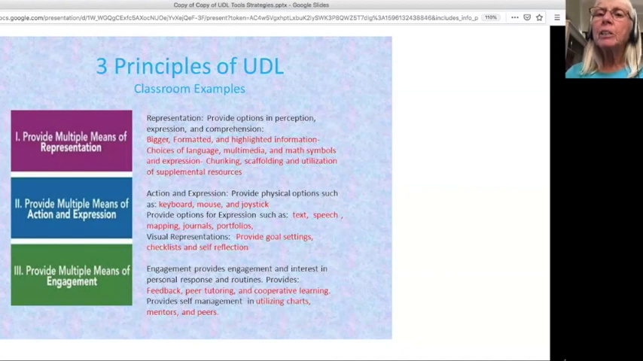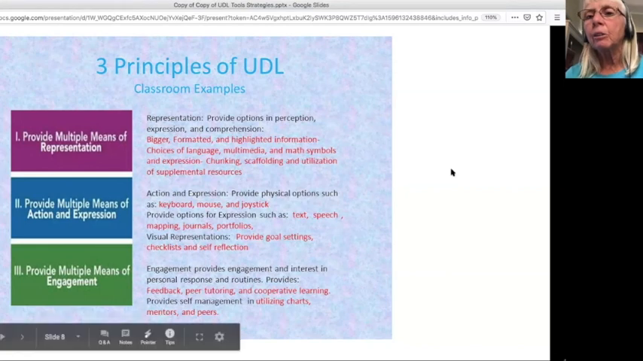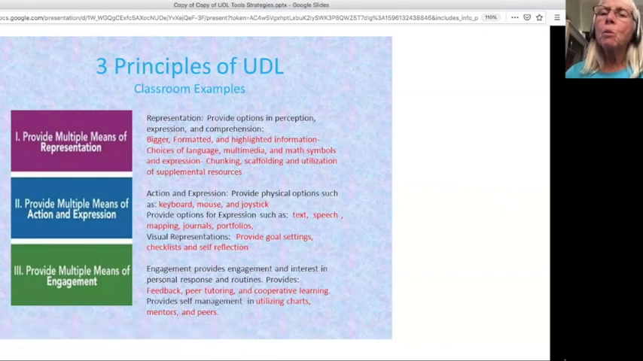Expression: text, speech, mapping, journals, portfolios, pictures, drawings, anything you can think of in there, and visuals. Checklists is something that are becoming more and more useful, and I'm hoping that we can look at that not just from an academic perspective, but a cultural one as well, to help us recognize some of our own biases, because we all come with them, and sometimes we just don't see them.